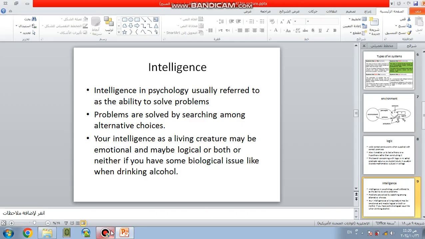So what's intelligence? Problems are solved by searching among alternative choices. When I search, when I try to remember some information, that's the real intelligence. I can search in reality, or I can search in my mind, or I can search upon anything. Okay, so searching is the real intelligence. Okay, so in psychology, they refer to intelligence as the ability to solve a problem.